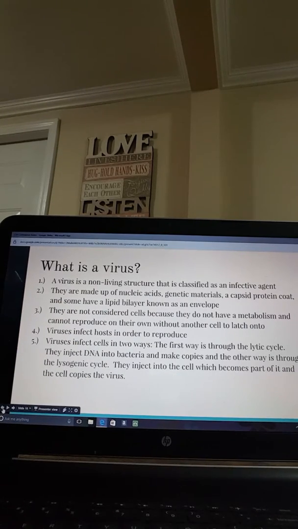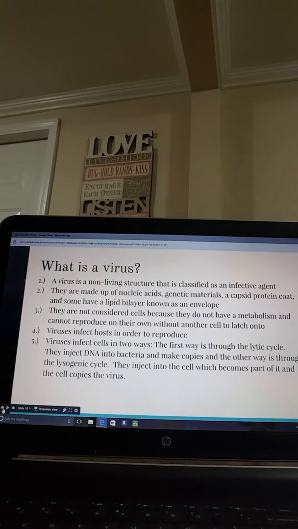So moving on to look at viruses. A virus is a non-living structure that is classified as an infective agent. They are made up of nucleic acids, genetic material, a capsid, a protein coat, and some have a lipid bilayer known as an envelope. They are not considered cells because they do not have a metabolism and cannot reproduce on their own without another cell to latch onto. Viruses infect hosts in order to reproduce. That's the only way that they're able to reproduce and to divide, if they have a host that they can latch onto.